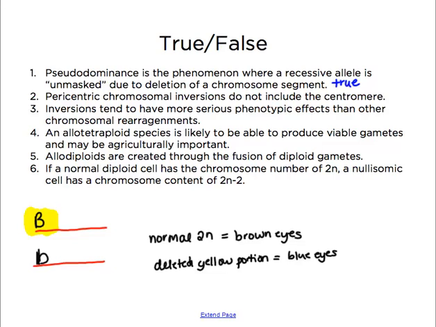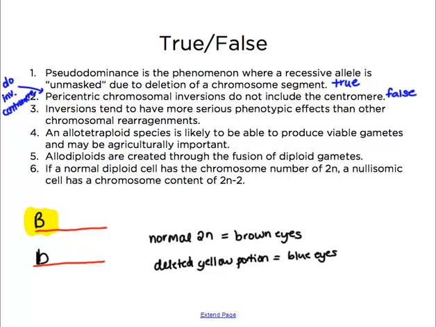Okay, number 2. Pericentric chromosomal inversions do not include the centromere. This is false. Remember that pericentric chromosome inversions do involve the centromere, and it is paracentric inversions that don't involve the centromere.